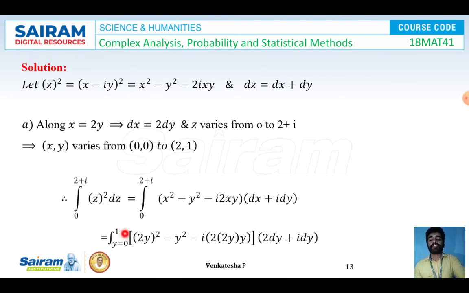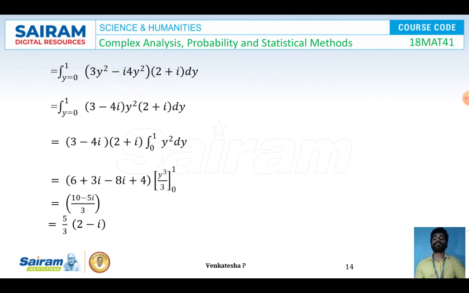The integral, y varies from 0 to 1, (2y)² minus y² minus i into 2 times (2y into y plus 2) dy plus i dy. So this equation we got after replacing x is equal to 2y and dx is equal to 2 dy. After simplification, I got the equation like this: integral y from 0 to 1, 3y² minus i 4y². Here I am taking dy common factor.